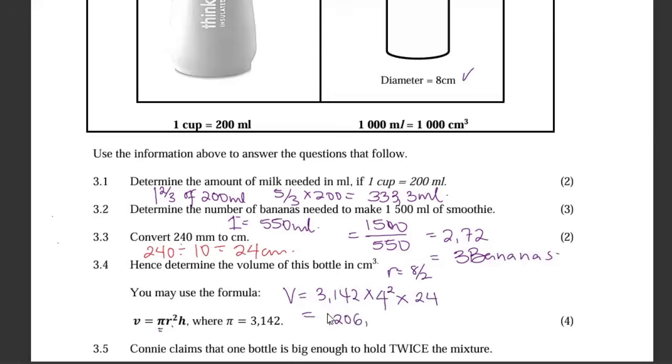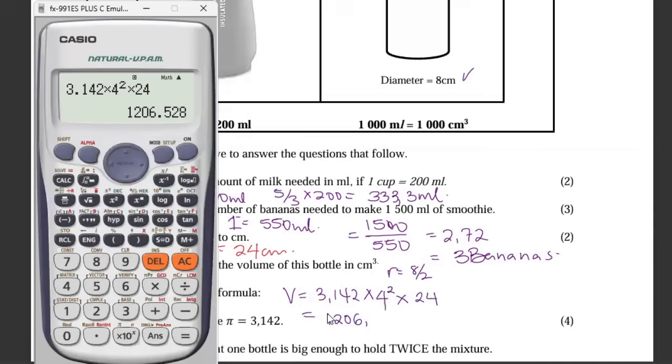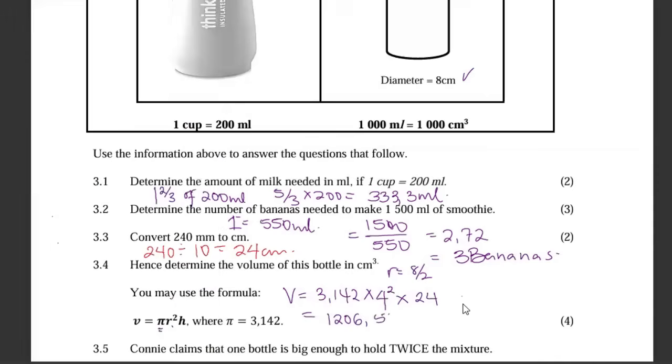1,000, comma 53 centimeters what? Cubed.